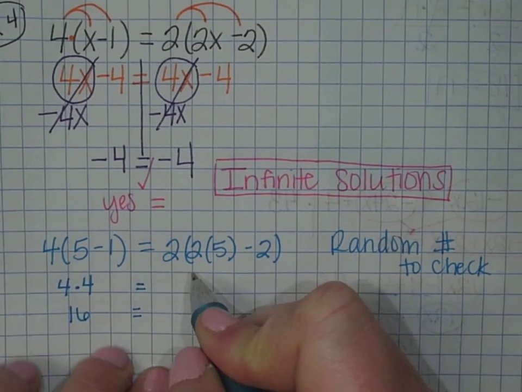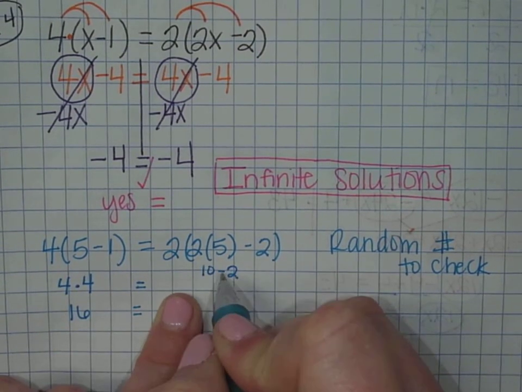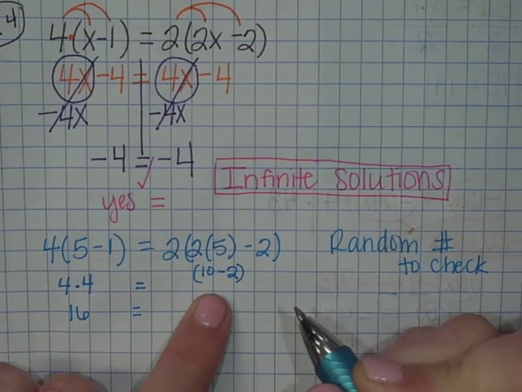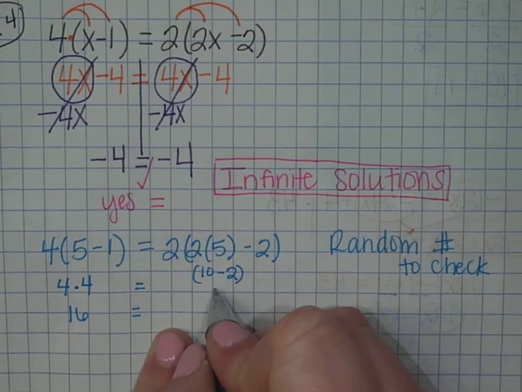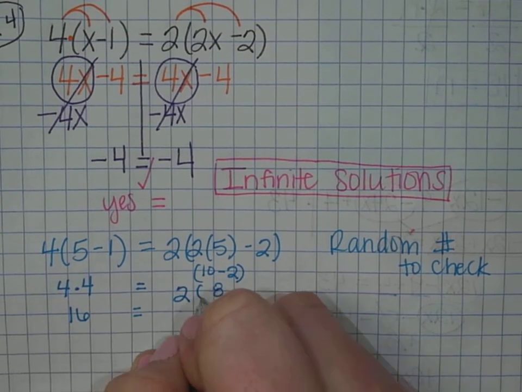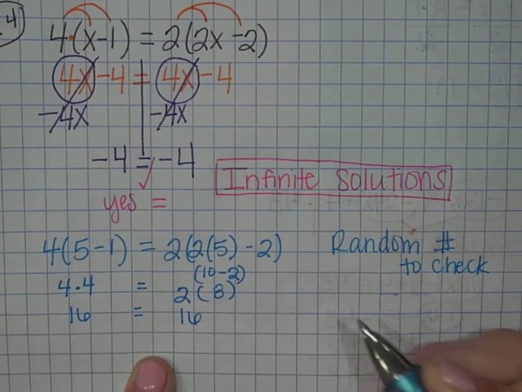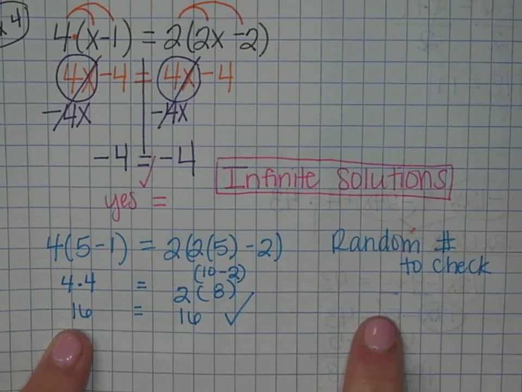And let's check to see. 2 times 5 would be 10 minus 2. 10 minus 2 would be 8. 2 times 8 would be 16, and 16 equals 16. And this would be the case for any number you checked.